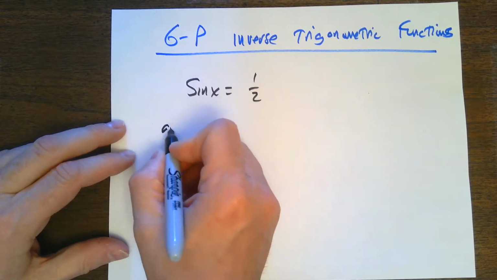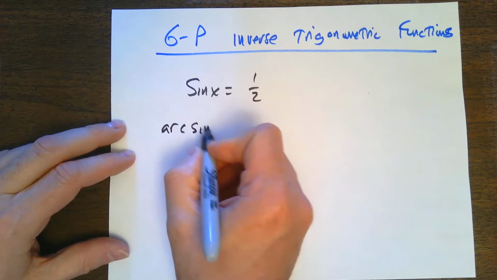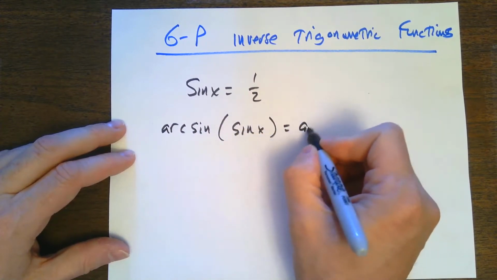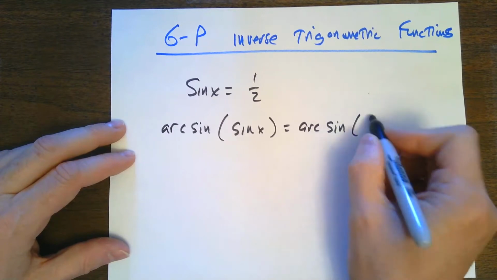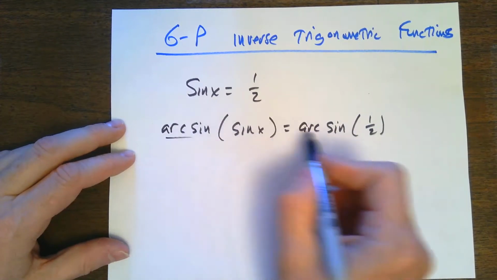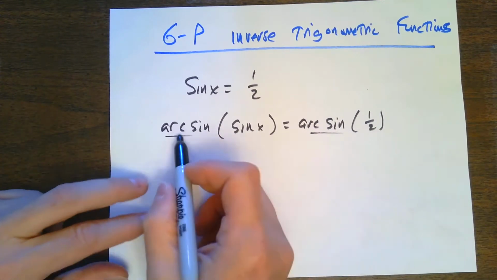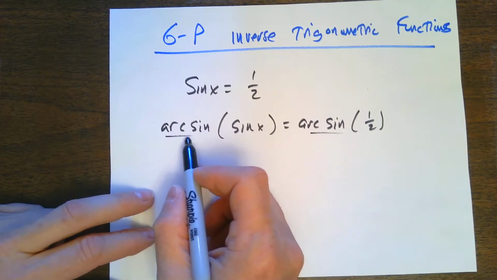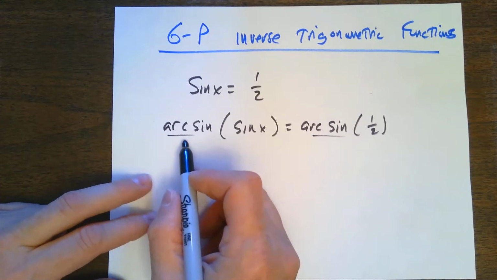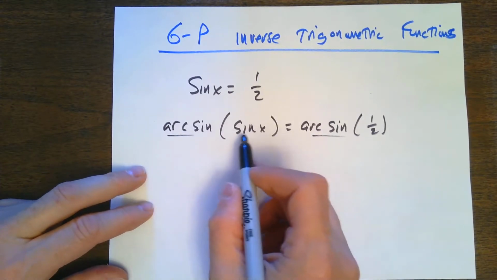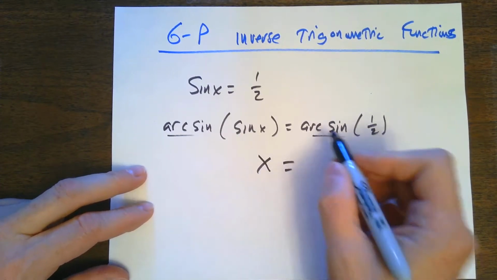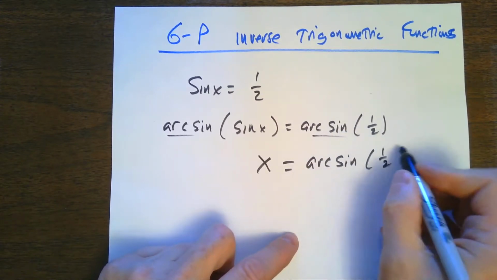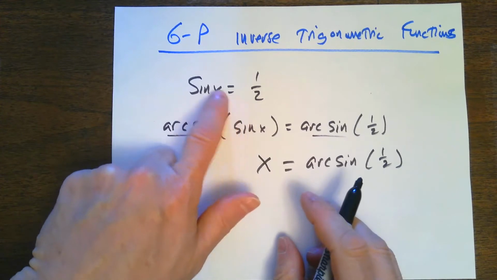I can take the arc sine of both sides, arc sine of 1/2. So I'm taking the arc sine of both sides, arc sine of sine. One of the ways in English of reading arc sine is, what angle has a sine of? What angle has a sine of the sine of x? Well, just x. So x equals the arc sine, what angle has a sine of 1/2? And of course, that's what this is saying, isn't it?